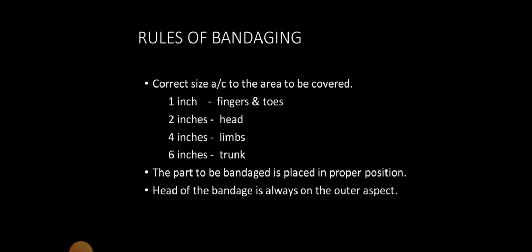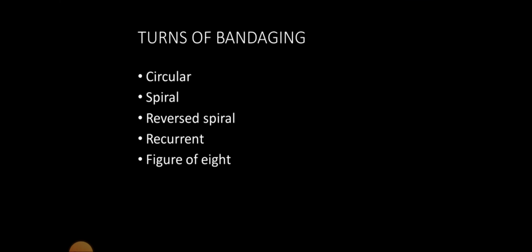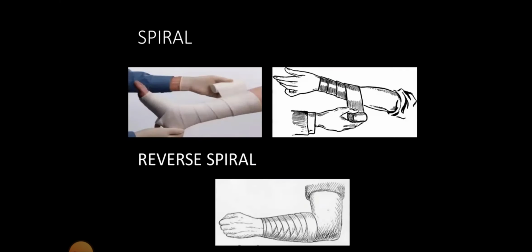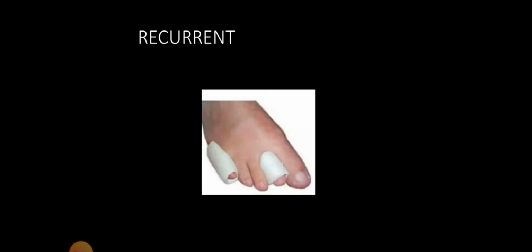Next is reverse spiral. This bandage is used for the parts where the thickness varies: legs, forearm, etc. It is applied in the same way as the general spiral bandage, but each turn is reversed as necessary to prevent gapping and to make the bandage smooth. So that is reverse spiral. This is the circular turn, this is the spiral and reverse spiral. Next it is recurrent.